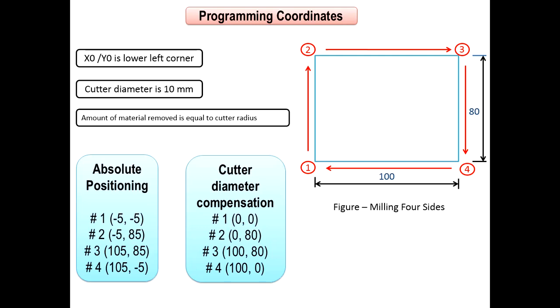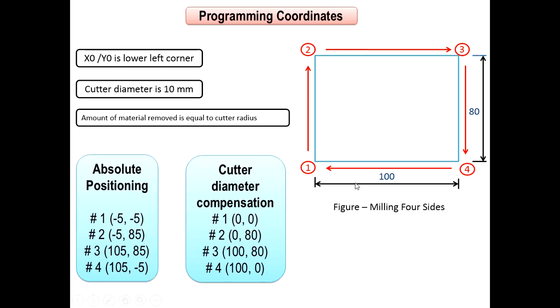In peripheral milling, we have seen that the cutter is moving from 1 to 2, 2 to 3, 3 to 4, and these coordinates are calculated by absolute positioning. The lower left-hand corner is your origin, the cutter diameter is 10 mm, and the amount of metal removed is equal to the radius of the cutter, that is 5 mm. By considering the radius of the cutter equal to 5 mm, we have calculated the coordinates 1, 2, 3, 4 in absolute positioning.